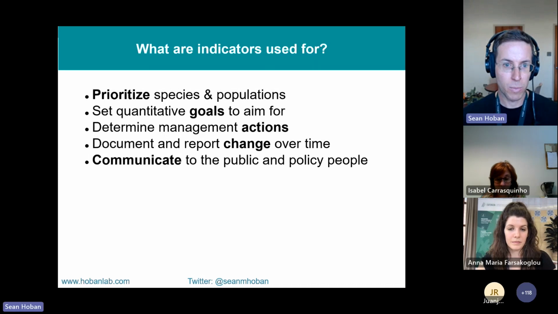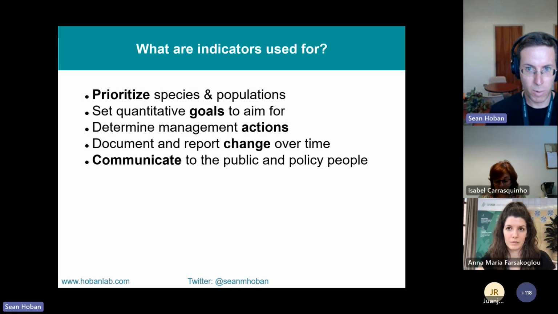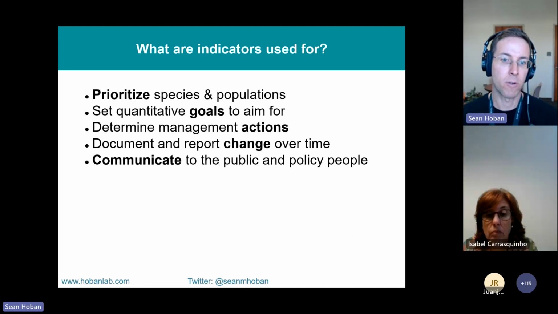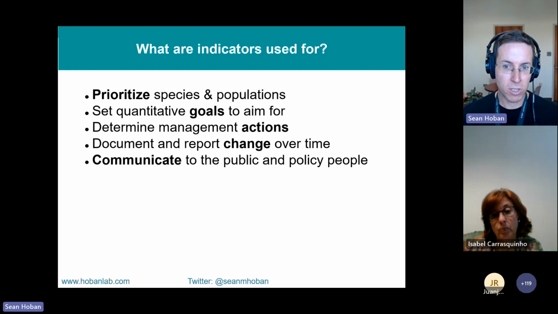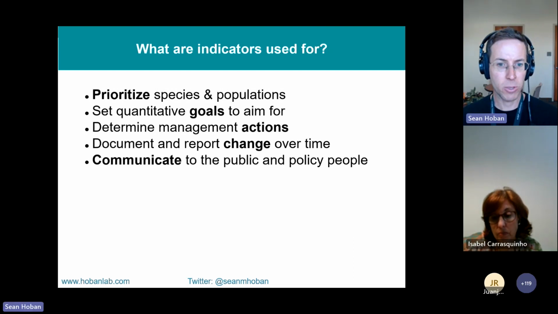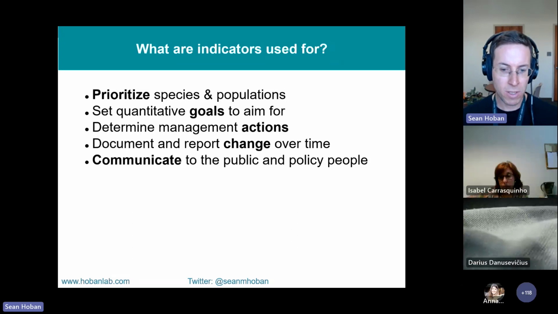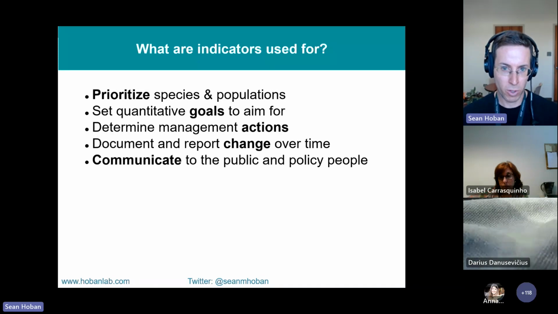Indicators should be used for several things. They should be used for prioritizing what species or populations need intervention, for setting quantitative goals that we want to aim for as the conservation outcome. They should ideally help guide management actions to reach those goals. They should help document and report change over time: are we making progress toward those goals? And they should be used for communicating to the public and policymakers about the importance of this system, about the importance of biology, and again, about whether we are making progress towards our goals.